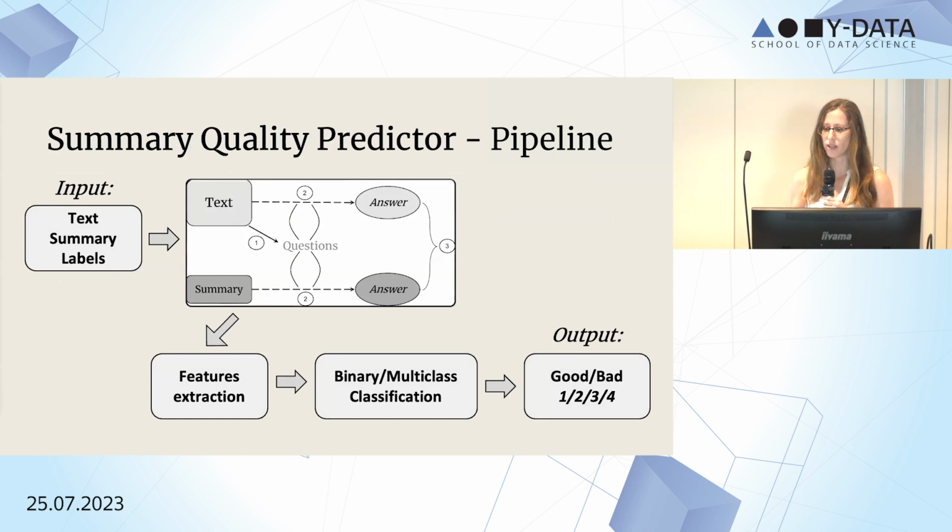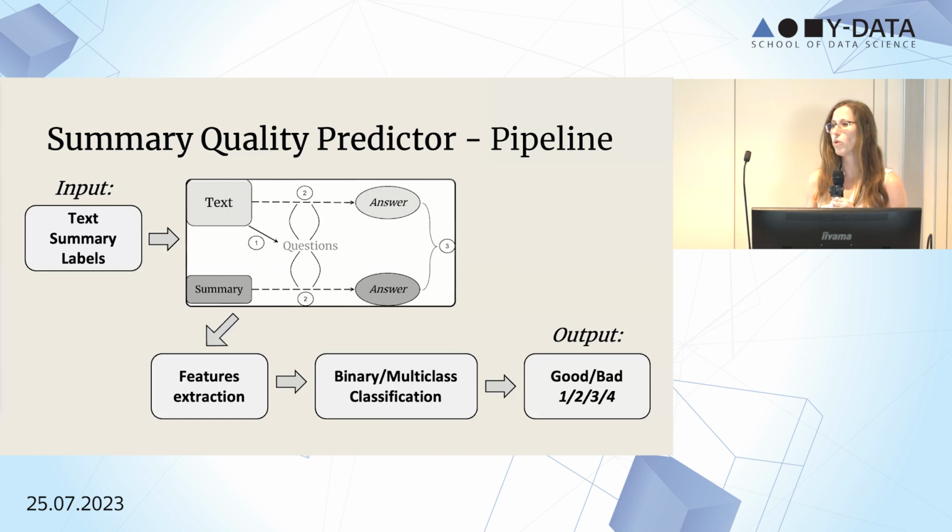In order to train our quality predictor, we first pass all our data set through this question and answering part of the pipeline that includes the 3 steps I just mentioned. This part of the pipeline results in a list of similarity scores per sample that represent the similarities between answers from the text and answers from the summary. We then use these similarity scores as features along with the labels to train classification models.